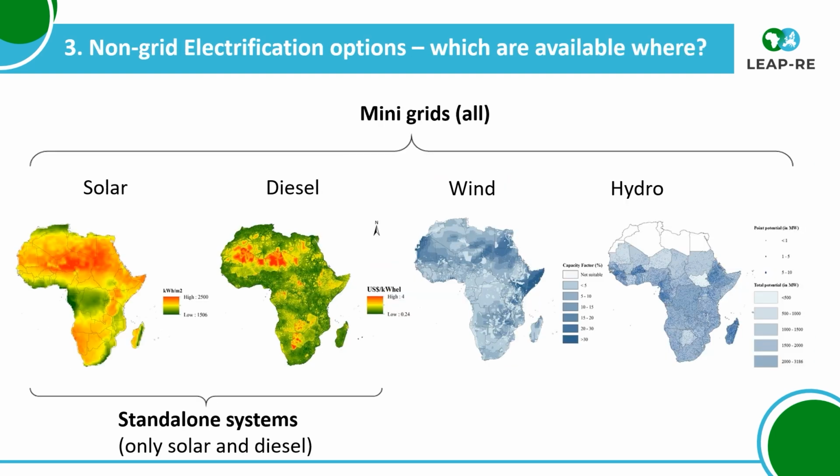As a summary of the resources available for the non-main grid options, here we see them plotted out below. For solar, diesel, wind, and hydro, all of these are available for mini-grids, as well as hybrid combinations of these with storage. However, for standalone systems, we only have solar and diesel available. Wind and hydro standalone systems are theoretically possible, but are much more suitable for larger communities and larger investments.